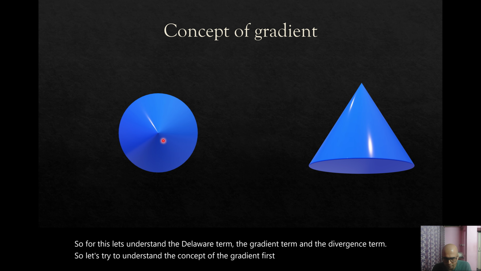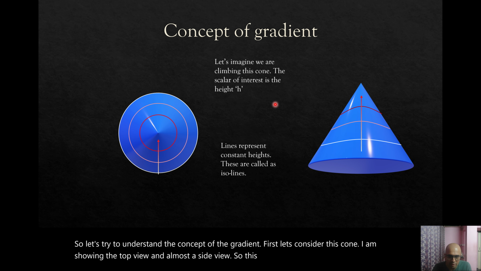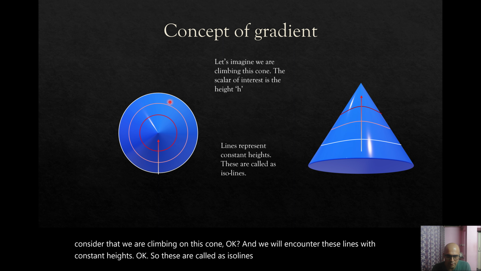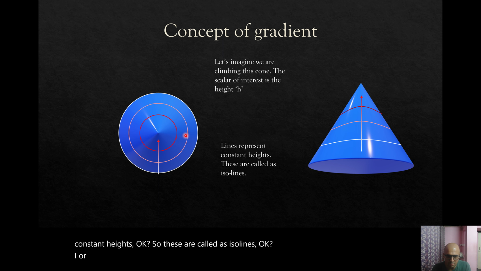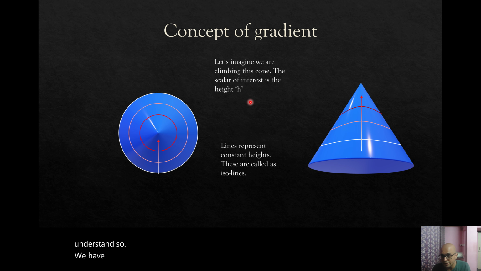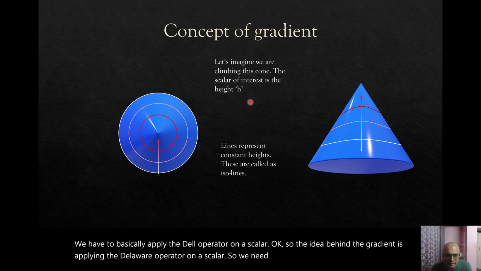Let's consider this cone. I'm showing the top view and almost a side view, so this will give us a better idea. Let's consider that we are climbing on this cone, and we'll encounter these lines of constant height. These are called iso lines, or iso contours, where the height is constant. To understand the gradient, we have to apply the del operator on a scalar. So we need a scalar here, and the scalar is the height.